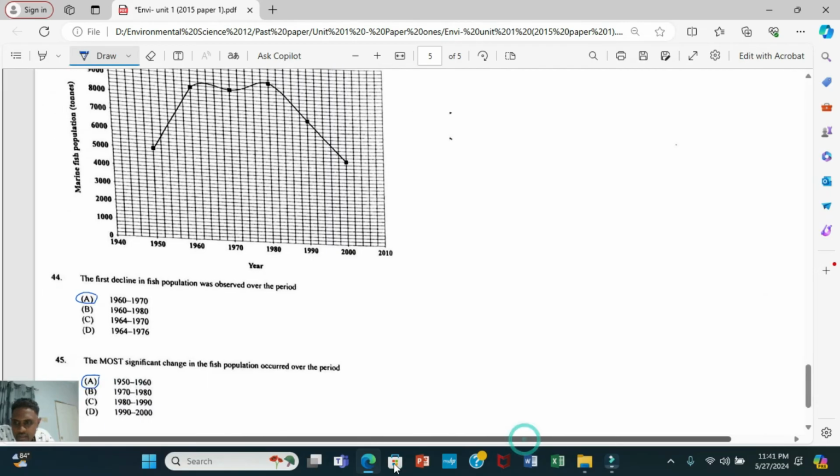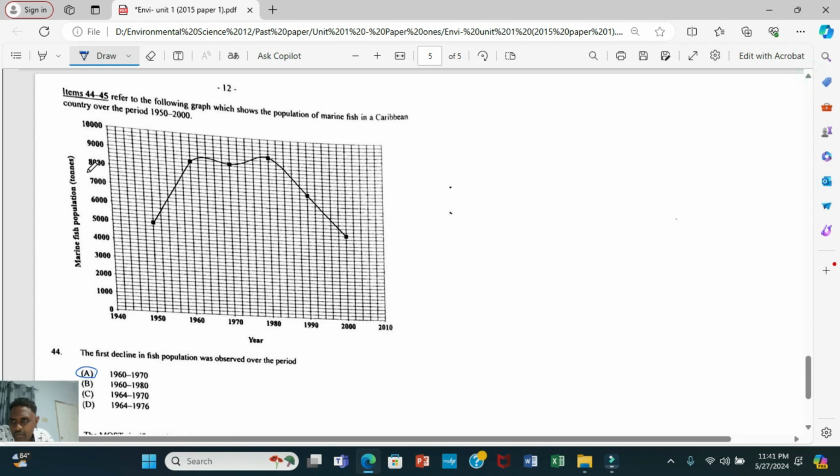Unfortunately, guys, I'm not seeing the rest of the questions on the paper except these two, 44 and 45. So let's do them and call it a night or day.